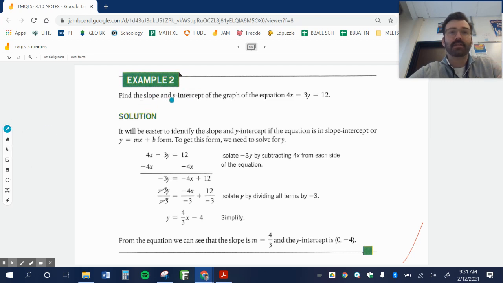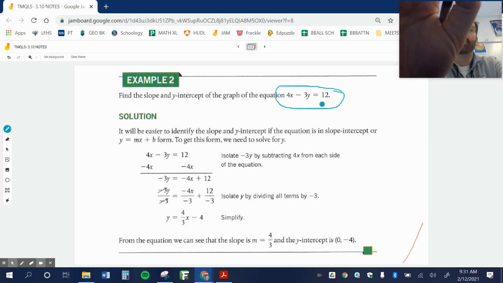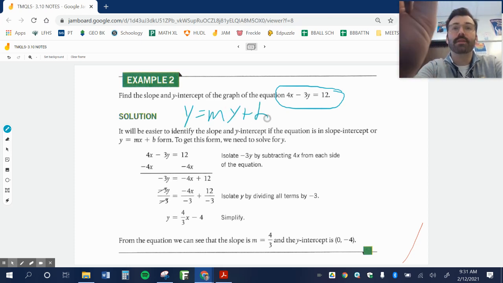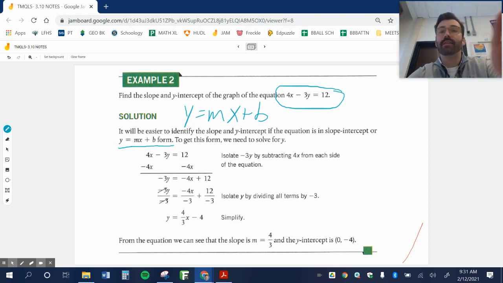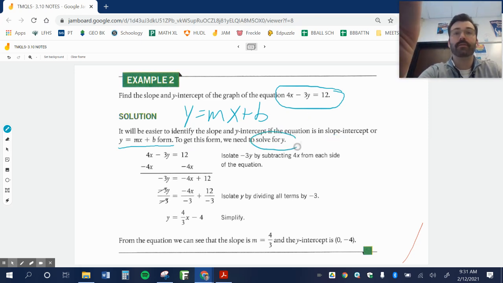Okay, so it says find the slope and the y-intercept of the graph of the following equation. Well, to do that, I need to get this equation in y equals mx plus b form, as it says right here. It'll be easier to identify the slope and the y-intercept if the equation is in slope-intercept form. To get this, we need to solve for y.